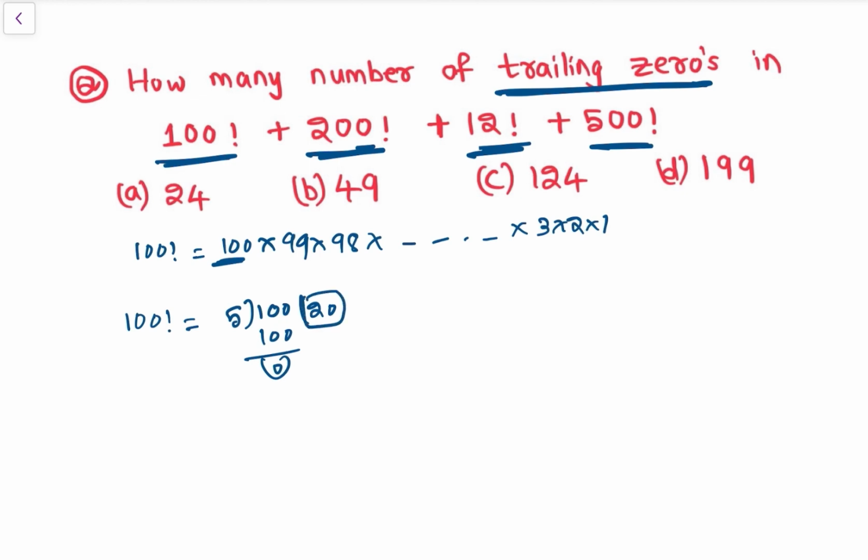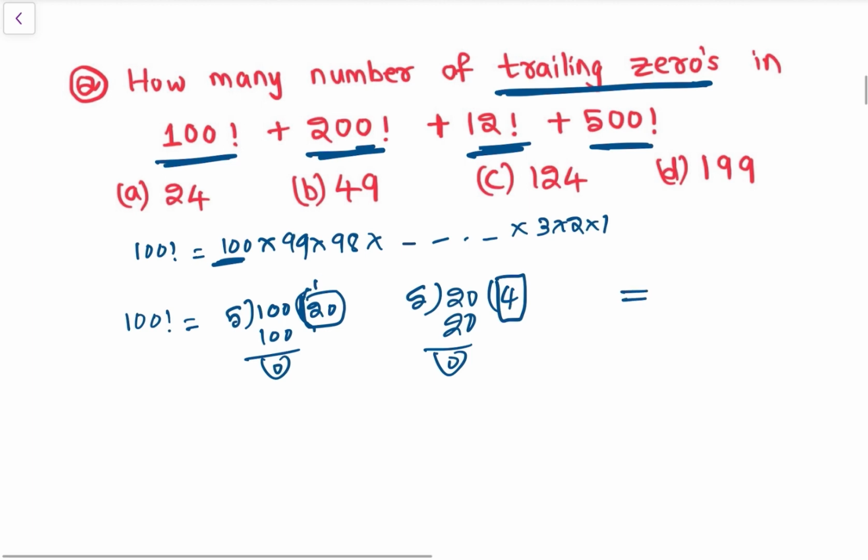So again we need to divide 20 by 5. So 5 4s are 20. Since 4 is less than 5, we don't need to divide further. So 100 factorial में number of 5s is 24. So 20 plus 4, that is 24. ठीक है. So इसमें 24 zeros आता है last में, towards the trailing end.